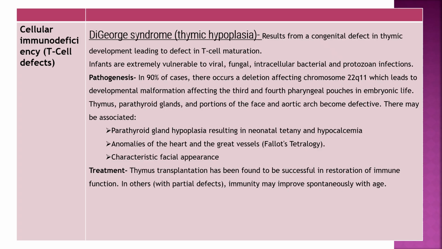They may be associated with parathyroid gland hypoplasia, resulting in neonatal tetany, hypocalcemia, abnormalities of heart and great vessels such as tetralogy of Fallot, and characteristic facial appearance. Treatment: thymic transplantation has been found to be successful in restoration of immune function. In others with partial defect, immunity may improve spontaneously with age.